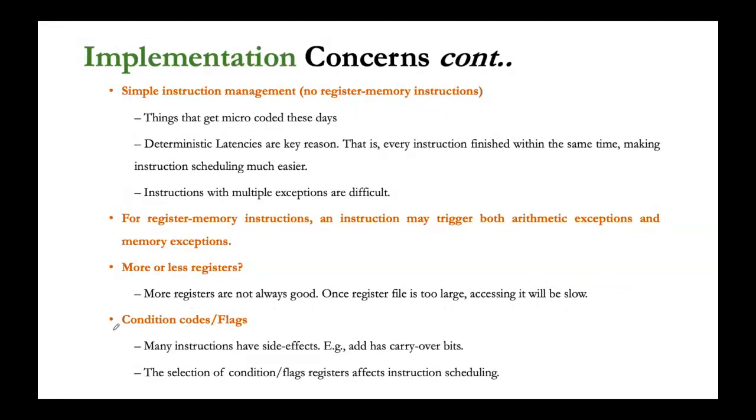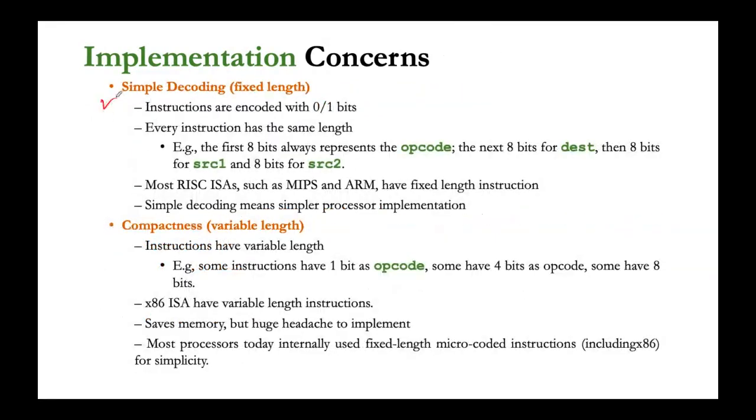Another concern is in terms of the condition code. In condition codes, or flags, many instructions have side effects with these condition codes. That is, add has carry-out bits or carry-in bits like that, and the selection of condition or flag registers affects the instruction scheduling. So these are some of the concerns to implement the ISA: instruction selection, then the addressing modes, then the number of hardware parts and the dependency codes, as well as the encoding and decoding and the compactness.